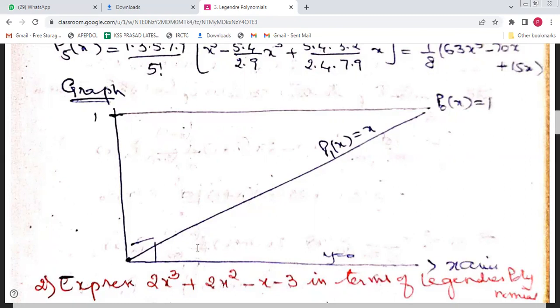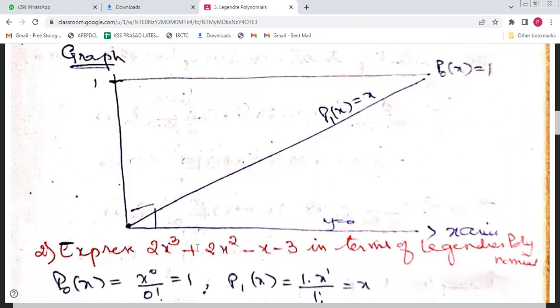Now, this problem, the second one, which I am going to explain, is an important one for short answer questions.